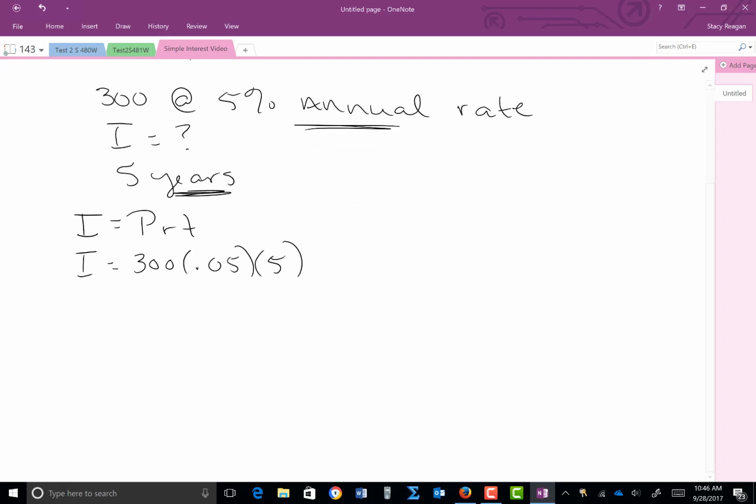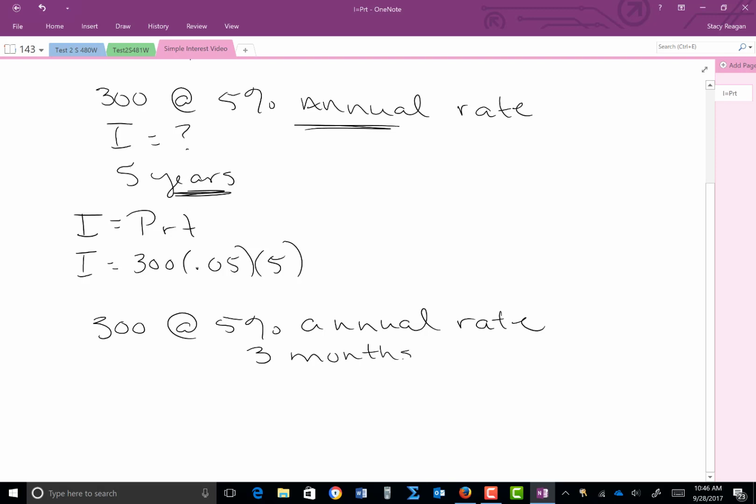Now, let's suppose I said that I was borrowing $300 at a 5% annual rate, and I was only going to borrow it for 3 months. When I plug all my information in, I would still do everything the same, except when I plug in the time, if I put a 3, that would stand for 3 years because it's an annual rate. There are 12 months in a year, so when I put this in, I would need to put 3 divided by 12 into my parentheses instead of just the 3.